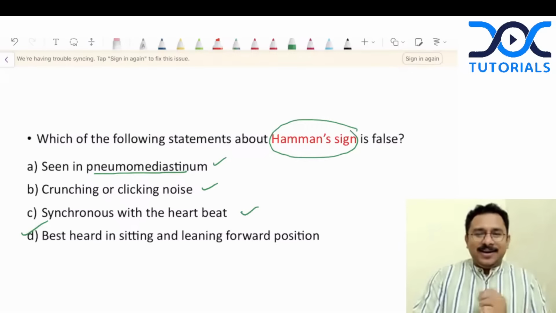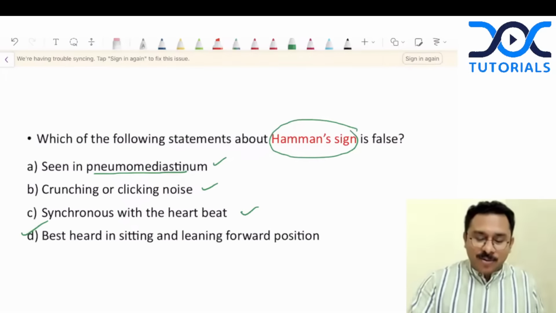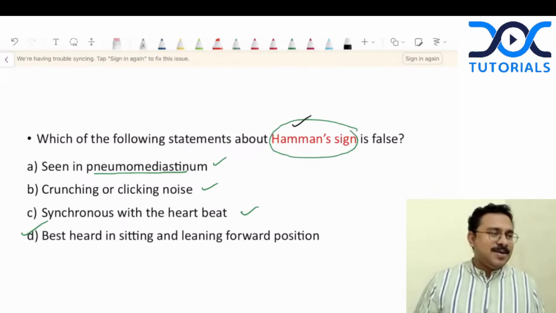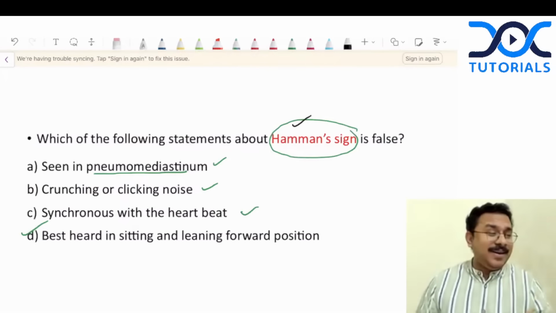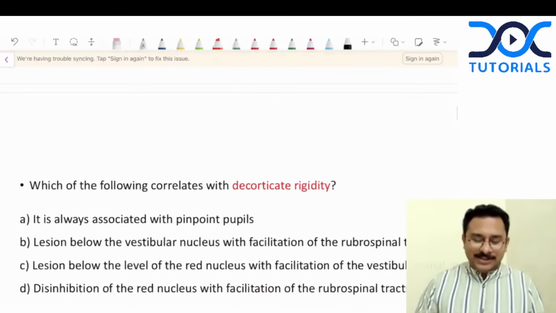Now, I have a bonus question for you. Any other Hammond have you heard about other than Hammond's sign? Some syndrome or something related to this term? I'll wait for your answers in the comment section. Let me see who answers this. As I wait for the comments, I'll just go quickly to the next question.